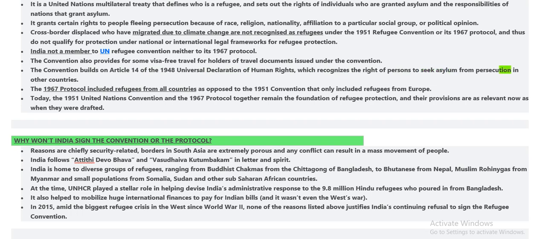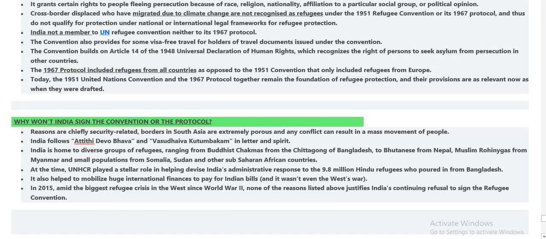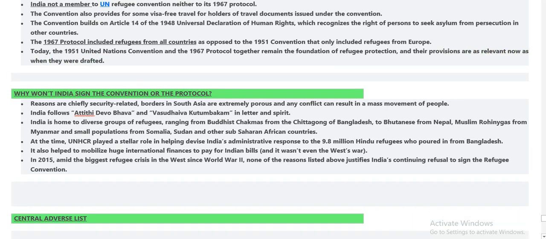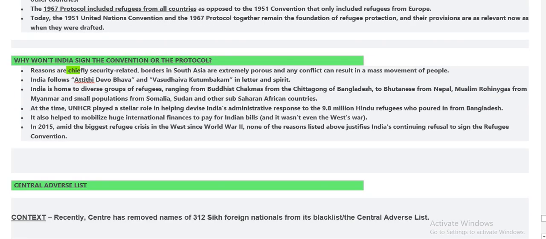The convention also provides for some visa-free travel for holders of travel documents issued under the convention. The convention builds on Article 14 of the 1948 Universal Declaration of Human Rights, which recognizes the right of persons to seek asylum from persecution in other countries. The 1967 Protocol included refugees from all countries as opposed to the 1951 Convention that only included refugees from Europe. Today, the 1951 United Nations Convention and the 1967 Protocol together remain the foundation of refugee protection, and their provisions are as relevant now as when they were drafted.